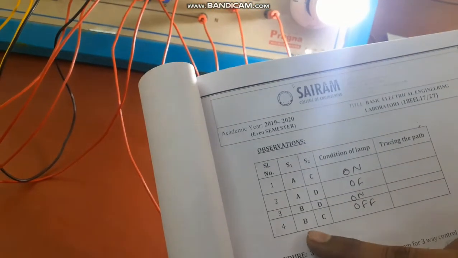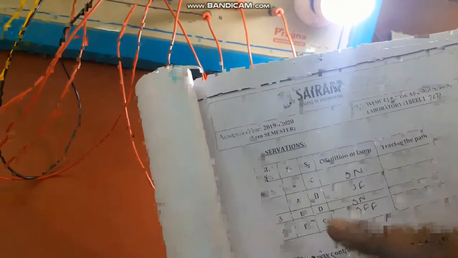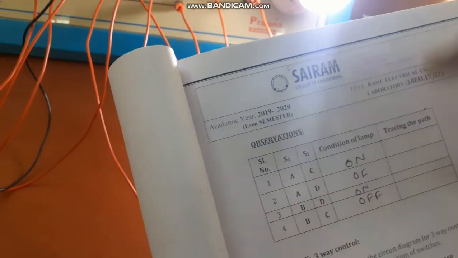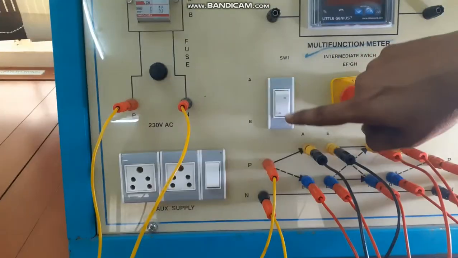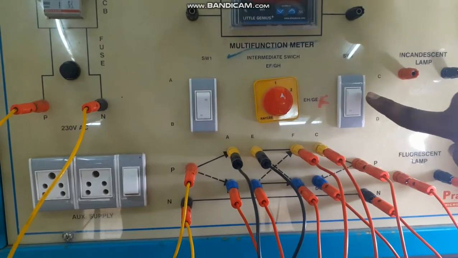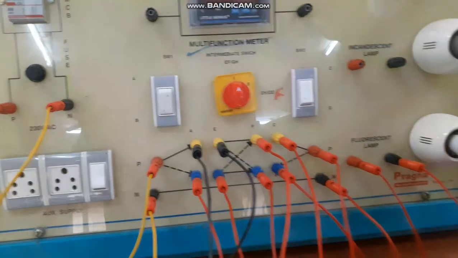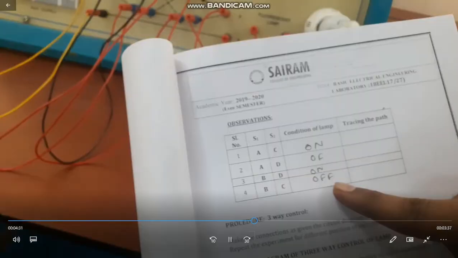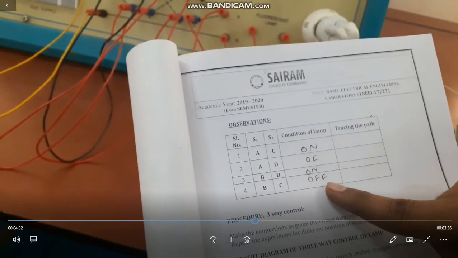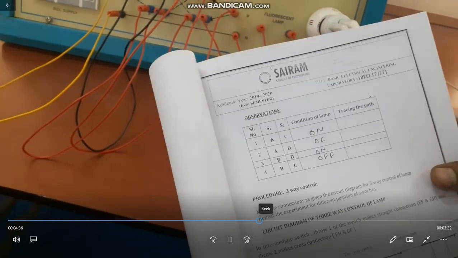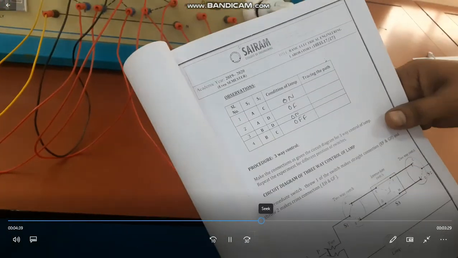Next, for another case, switch S1 at position B and switch S2 at position C, that means B and C. Switch S1 is already in position B, so we have to throw switch S2 to position C. When it is thrown to position C, the bulb is off.